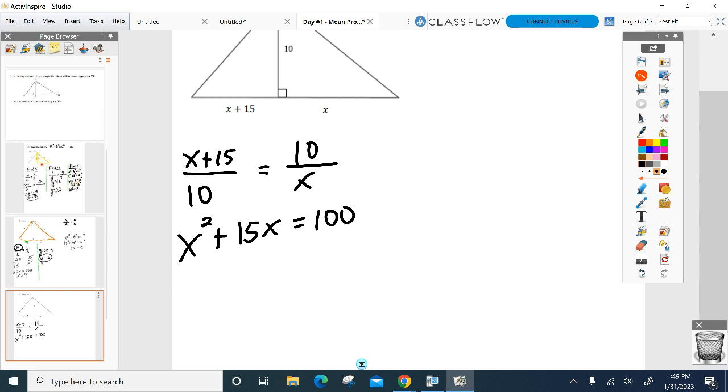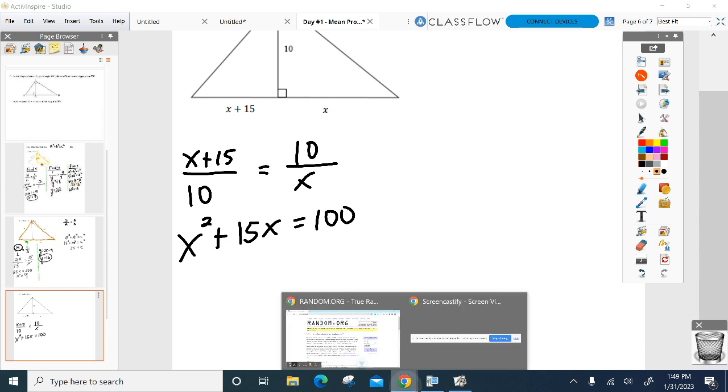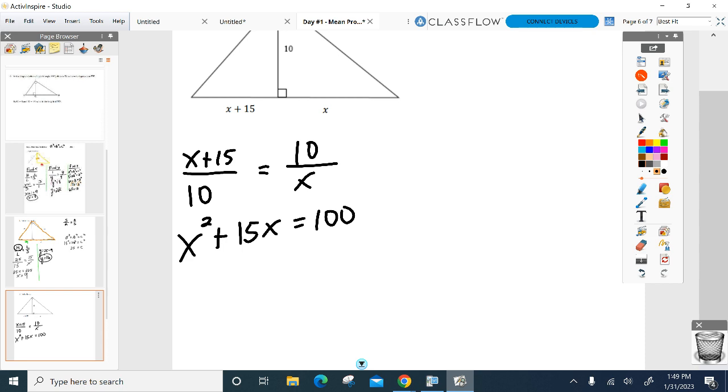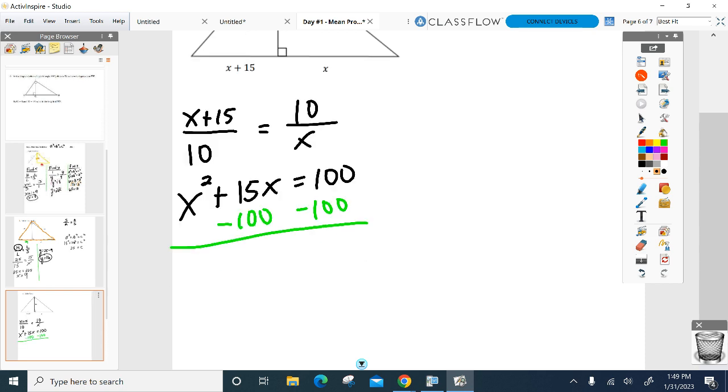Next up, it's equal to 100. Next. Subtract 100. Got to be equal to 0 before you do any factoring. Oh, such big numbers. So sad, honors kids. I'm making you find 2 numbers that multiply to 100 but add to 15.